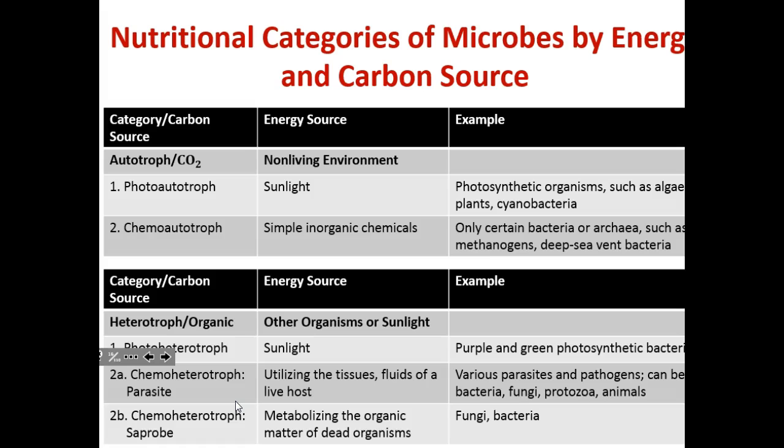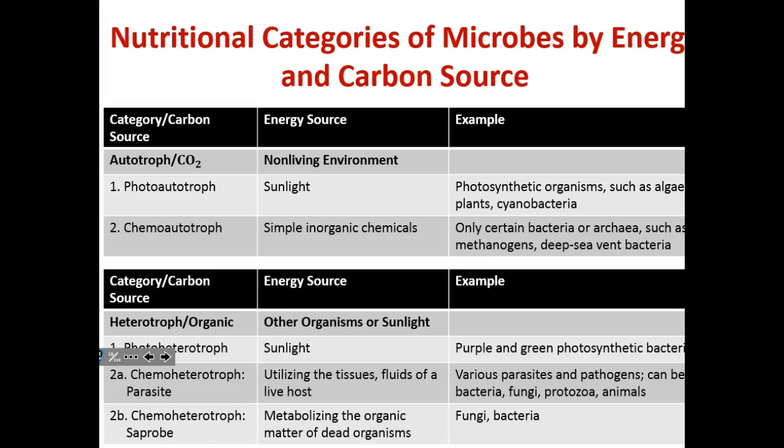The autotrophs are listed up top. Carbon dioxide is the carbon source, and the energy source is the non-living environment. So photoautotrophs must use sunlight. An example: photosynthetic organisms such as algae, plants, and cyanobacteria. We'll need to know that about the cyanobacteria when we do our lab next week. The chemoautotroph uses simple inorganic chemicals, only certain bacteria or archaea such as methanogens, deep sea vent bacteria.